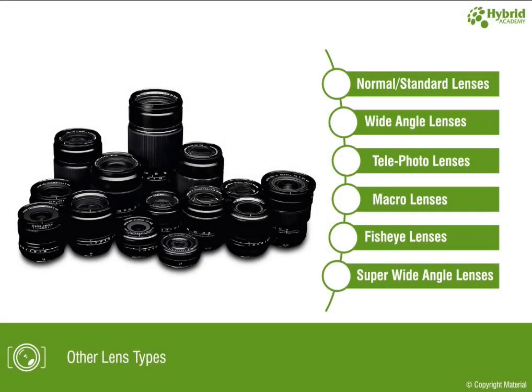Apart from this, we have some other lens types like standard lenses, wide angle lenses, telephoto lenses, macro lenses, fisheye lenses and super wide angle lenses. These all in some way or the other vary in their focal length and frame area to deliver different types of photographs based on the situation they are made for.